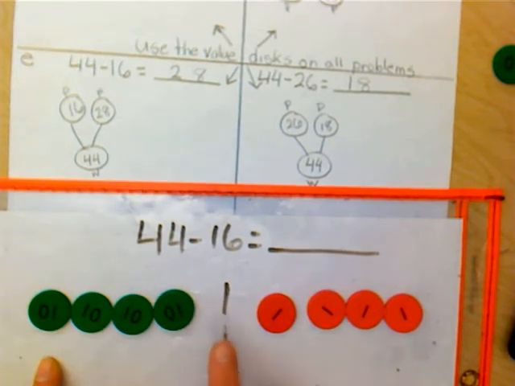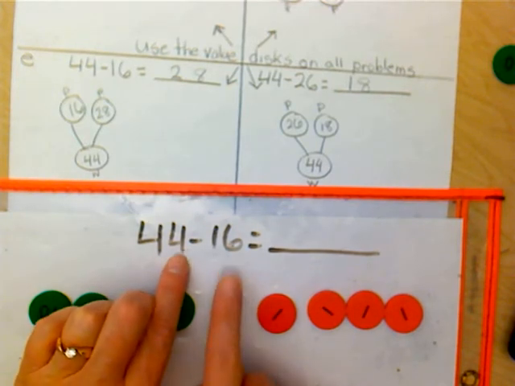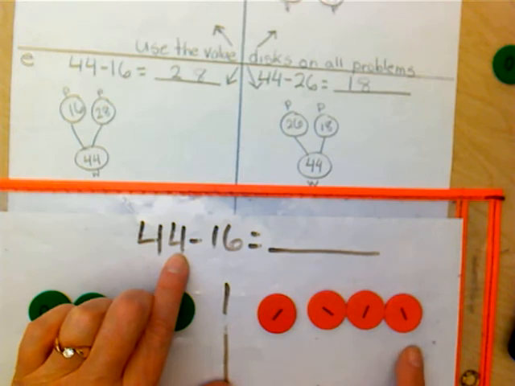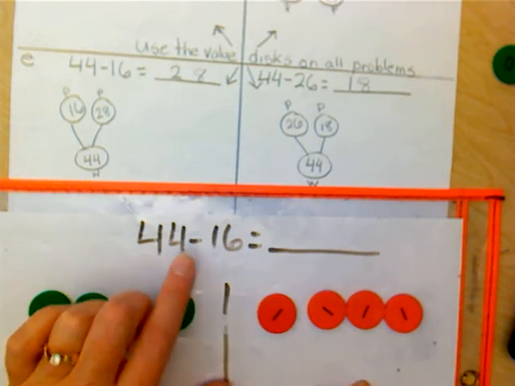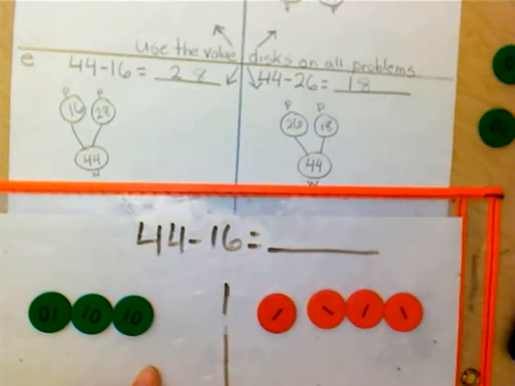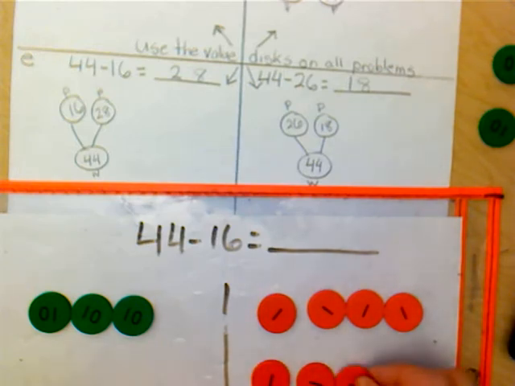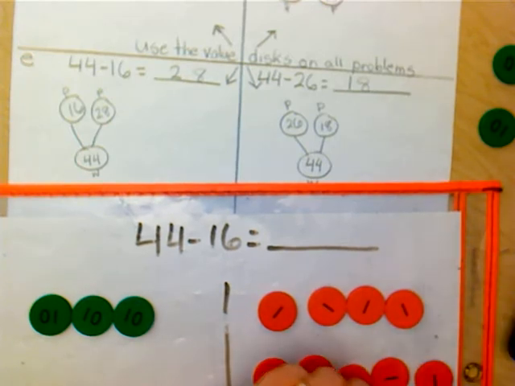The first question I want to ask is, can I take 6 ones away from 4 ones? Well, here's my 4 ones. Can I take 6 away from those 4 ones? Nope, I can't. So I know I'm going to have to decompose a 10 or break it apart back into ones. So here I go. 1, 2, 3, 4, 5, 6, 7, 8, 9, and 10.